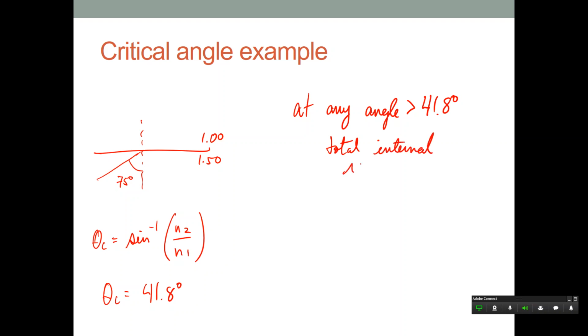Right? And so therefore, if I want to draw my ray diagram now, no light is going to go through that medium at all, right? So none of this light is going to go across the medium. It's all going to reflect. It's going to act like a mirror. And if it's acting like a mirror, my reflected angle has to be equal to my incident angle. So if it's 75 degrees, it's going to reflect at 75 degrees.